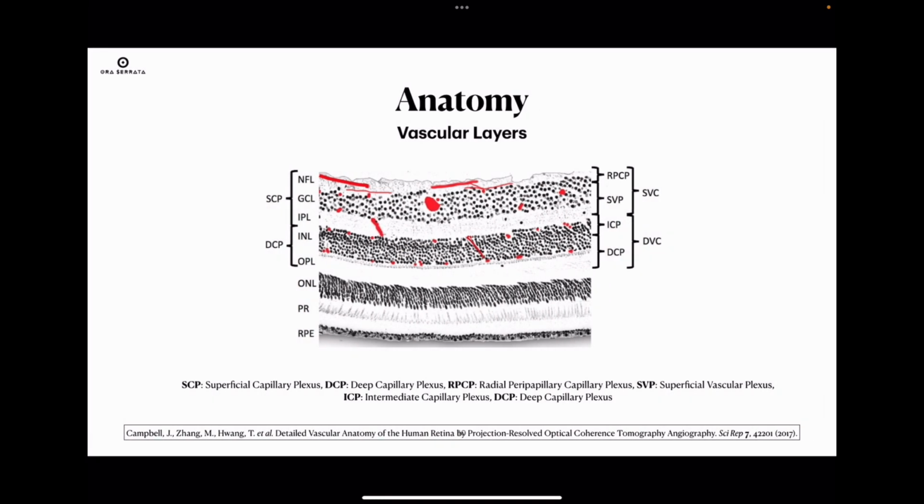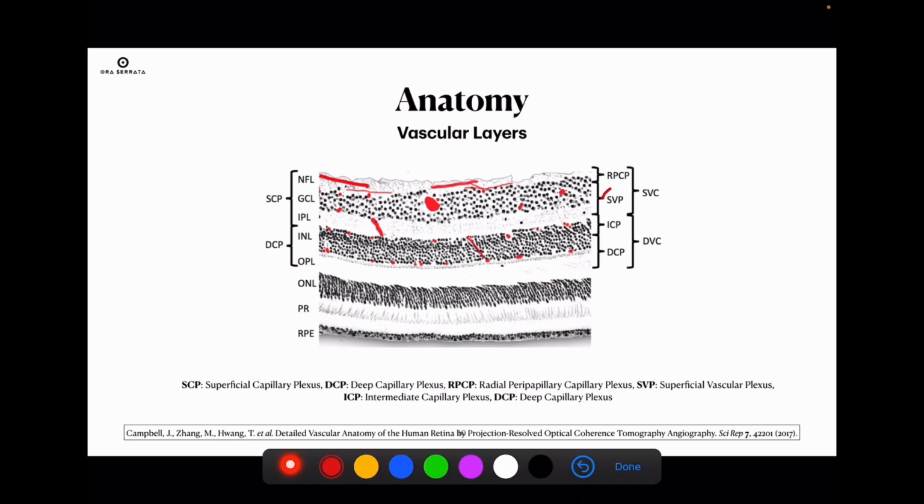So coming to the vascular layers, the vascular system of the neuroretina has mainly 3 groups of blood vessels. One is the radial peripapillary capillary plexus that lies at the nerve fiber layer. Then there is the superficial vascular plexus, which lies at the ganglion cell layer. Then comes the intermediate capillary plexus, in the inner plexiform and the inner nuclear layer. And lastly, the deep capillary plexus, which lies in the inner nuclear layer and the outer plexiform layer.